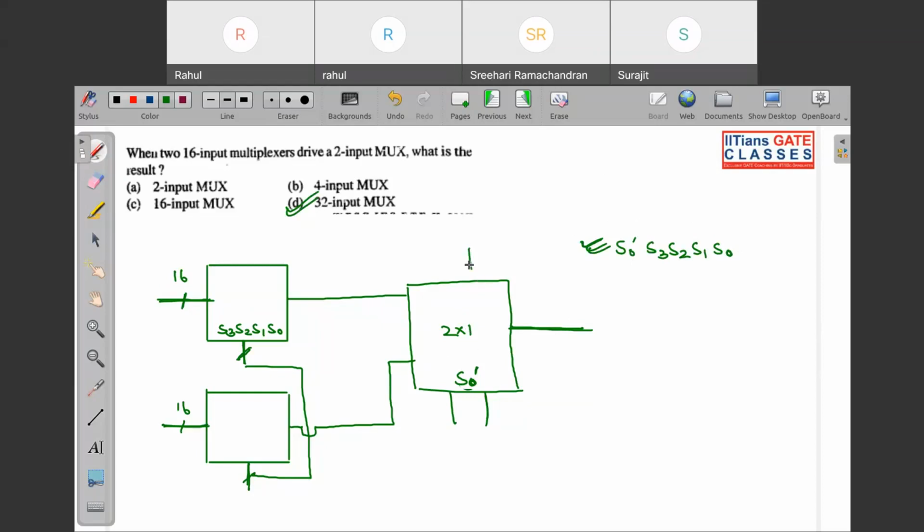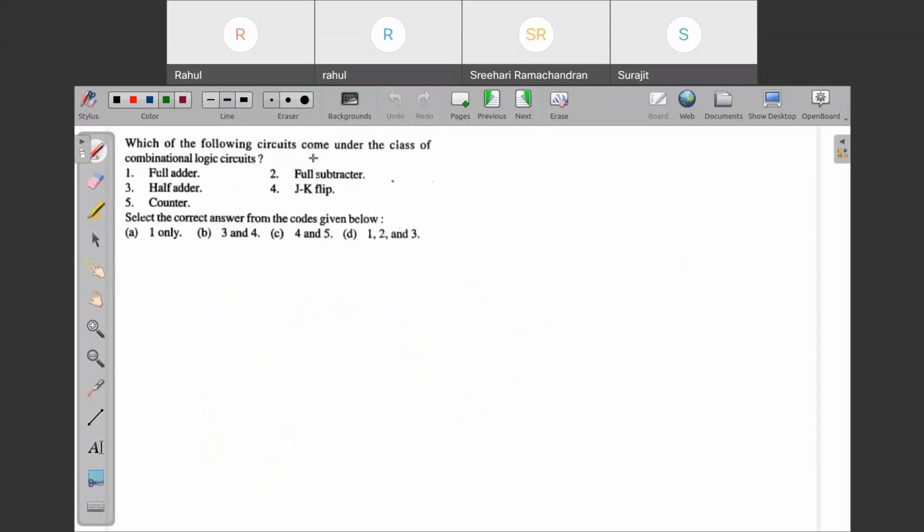I told you that the mux that drives the maximum number of mux, that selection line will be your MSB. You can see this mux is actually driving this too. So S0 bar will be MSB, and over here S3 is MSB. So obviously in the subsequent cases S3 will be taken as MSB, and your selection line will be like this. Okay, so D is your correct answer.